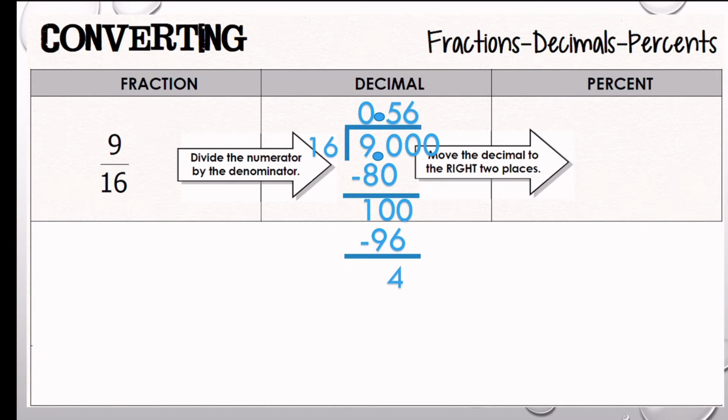So I'm going to add another one to bring it down. 16 into 40 goes 2 times. That's 32 to leave me with 8. Again, there's a remainder. We don't just put that remainder up, okay? We add a 0, bring it down. 16 into 80 goes 5 times. So therefore, that's my answer.